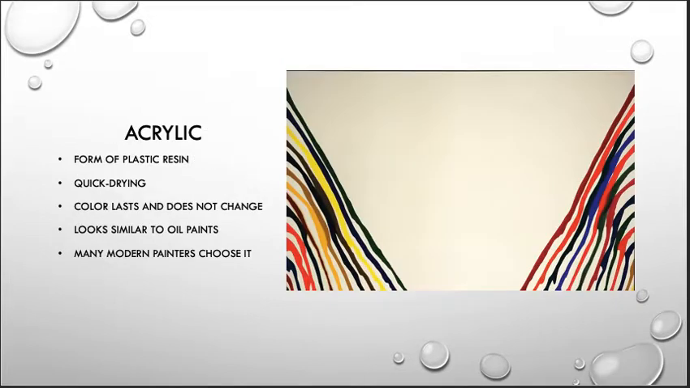Acrylic. This is a choice of many modern painters today. It's a form of plastic resin, and it's very quick drying. The color lasts and does not change, and it's very similar to oil paints, so it's a pretty popular choice. This is Morris Louis Beta Lambda from 1961. Kind of has that 60s vibe to it.